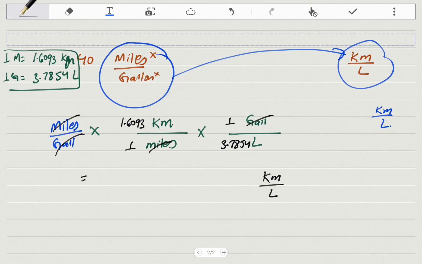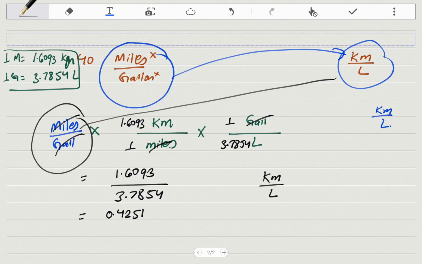Now you have to find the conversion factor. The conversion factor is 1.6093 on the top divided by 3.7854, which comes out to be, if I did my math correct, 0.4251. This is the conversion factor. That means going from miles per gallon to kilometers per liter, you need to multiply by 0.4251. Remember, it's always multiply. That's how we define the conversion factor.